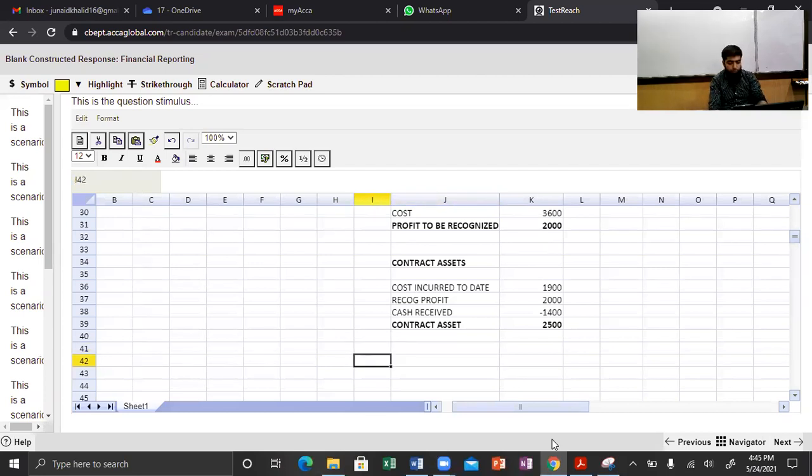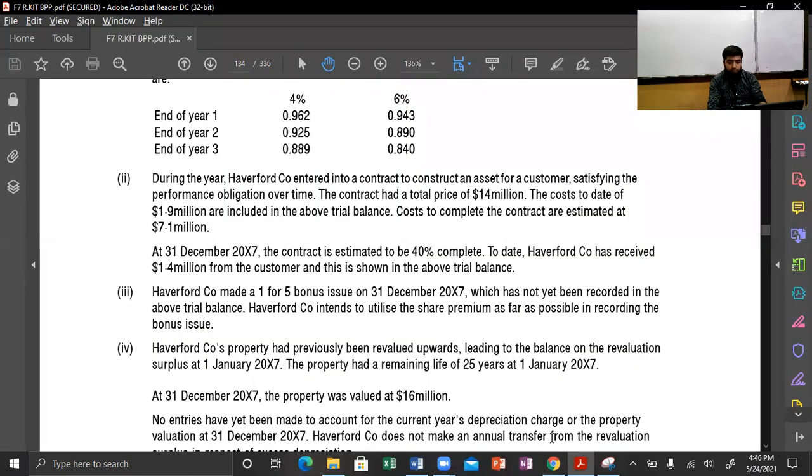So how are we going to record this one? Working 3 for the bonus issue. First of all, we need to identify how many bonus shares are being issued. So let's calculate the bonus shares using the criteria of 1 for 5.